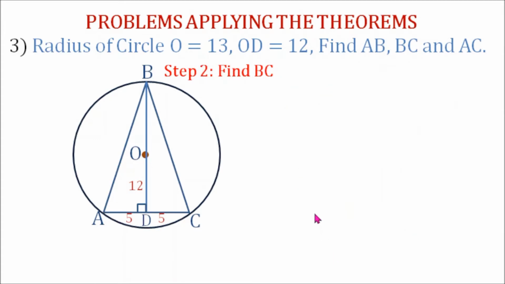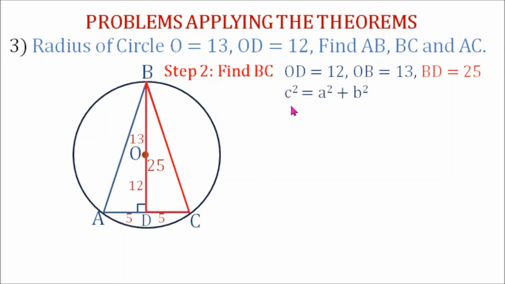Now our second step is to find BC. So since the radius is 13, that means OB is 13. OD is 12 and OB is 13, that means BD equals 25. And we have a right triangle here. So to find BC, we are going to use Pythagorean theorem again. So this is the Pythagorean theorem. C squared equals A squared plus B squared.